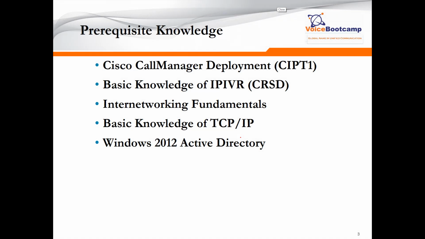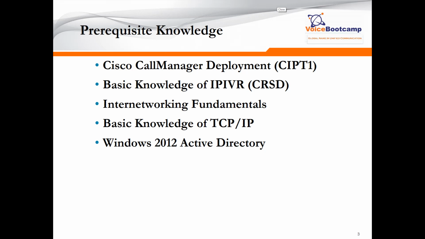Now, obviously, like any course, in order to fully understand this course or be able to absorb the information, one must have some knowledge prior to attending this course. The type of knowledge that you would need is understanding of Cisco Call Manager deployment or Unified Communication, Unified CM, or if you may have taken the CIPT1 course. The basic knowledge of any IP IVR is definitely an asset. For example, if you have done Cisco UCCX course or any third-party UCCX, IVR product, then it will definitely be helpful in this particular self-study kit.